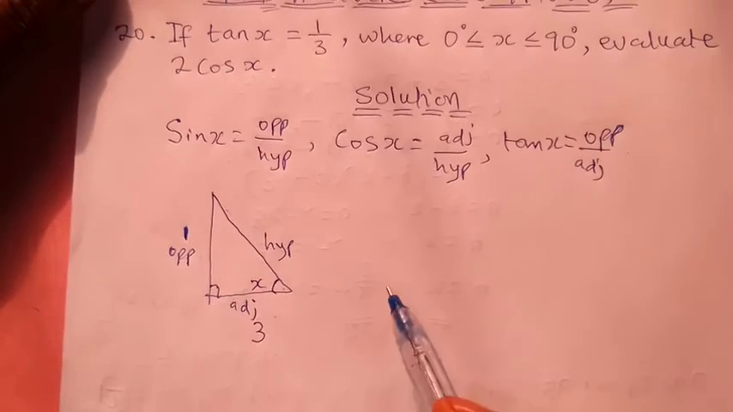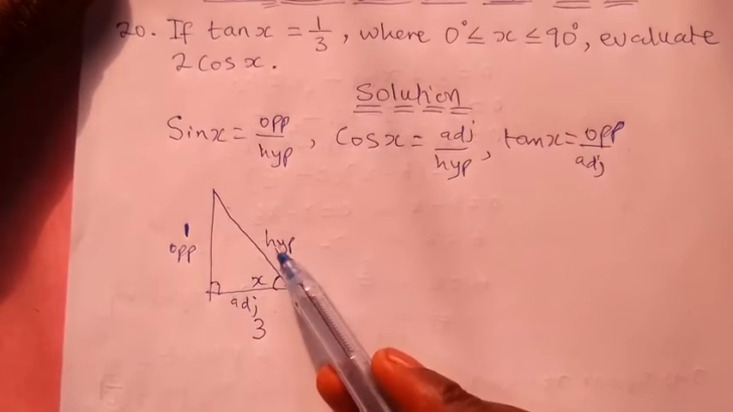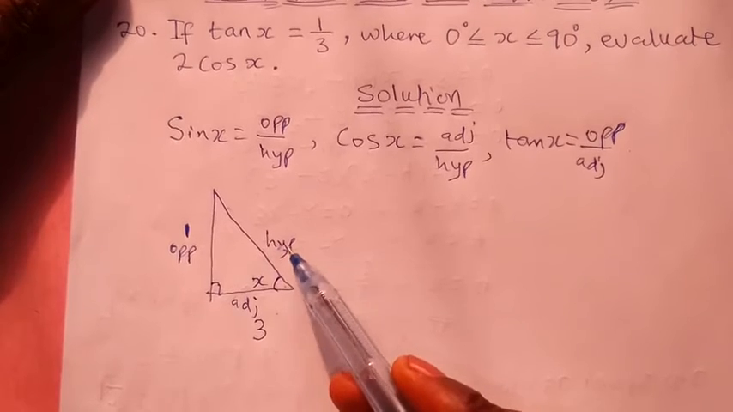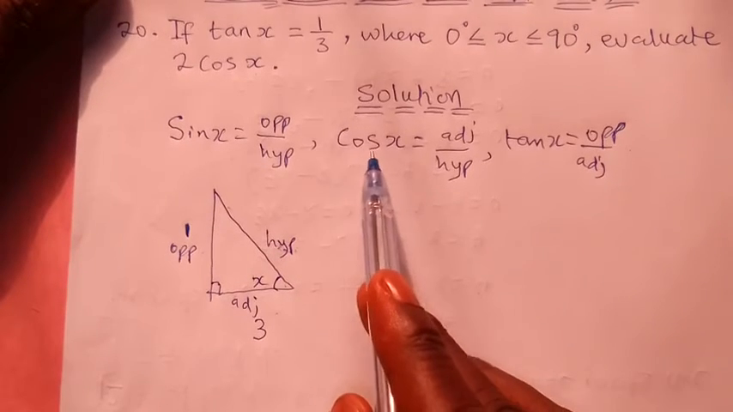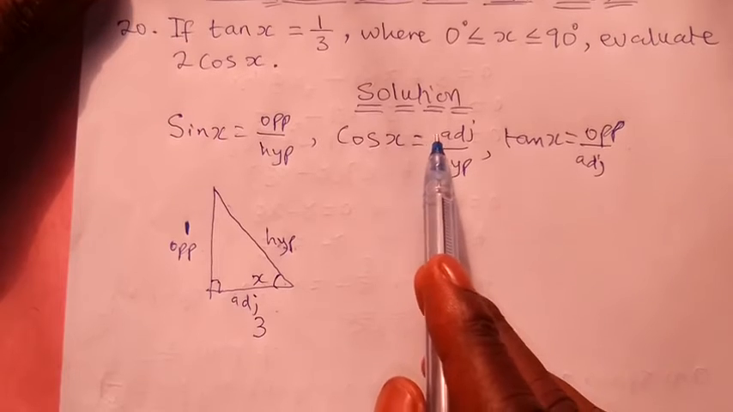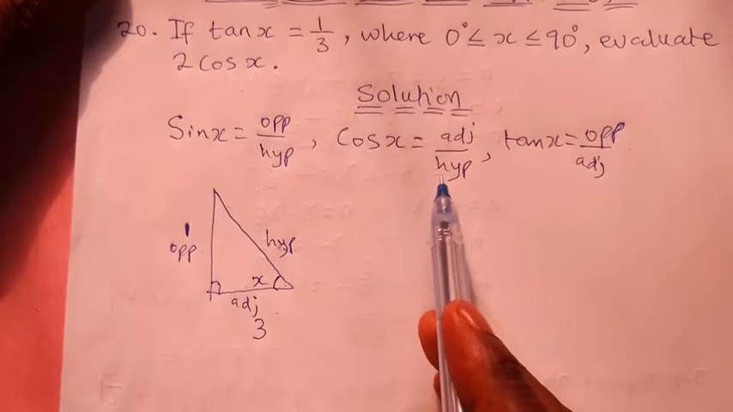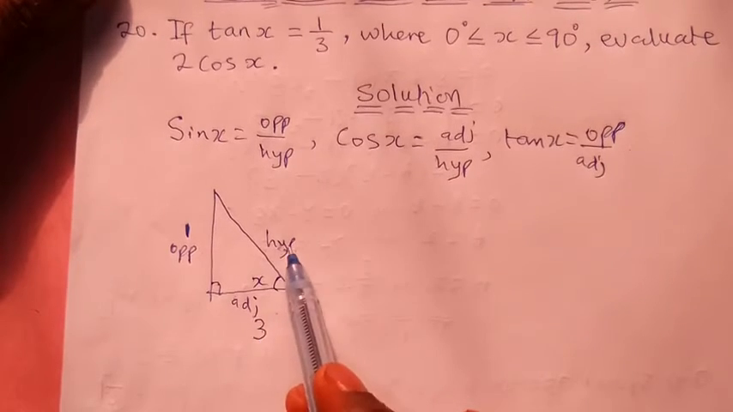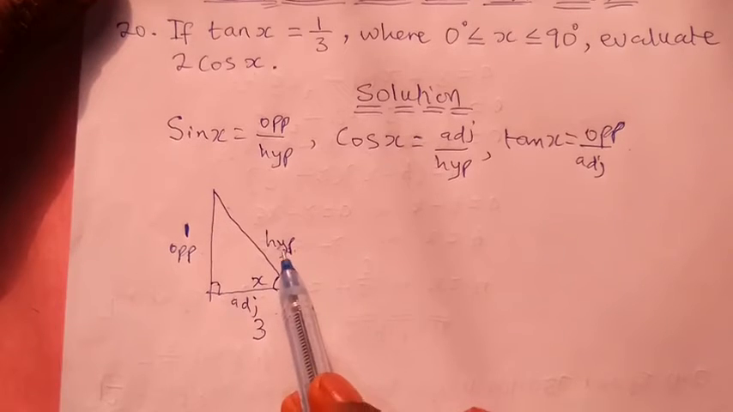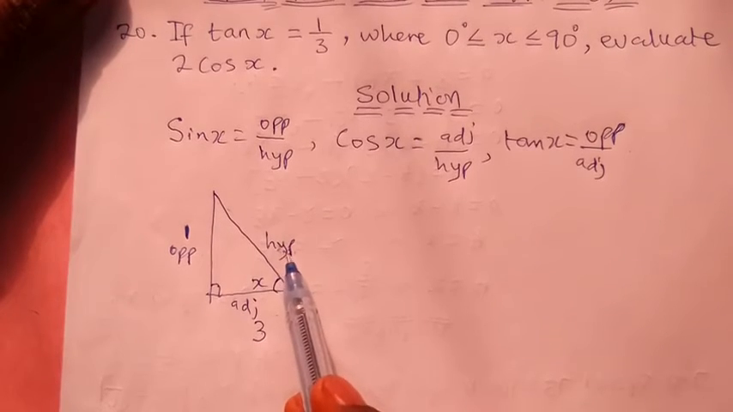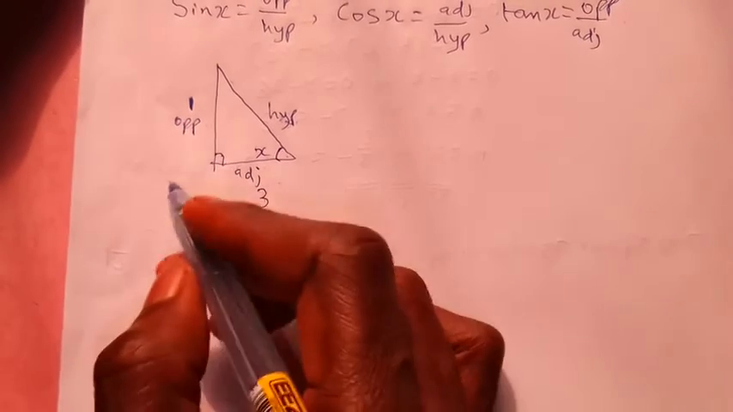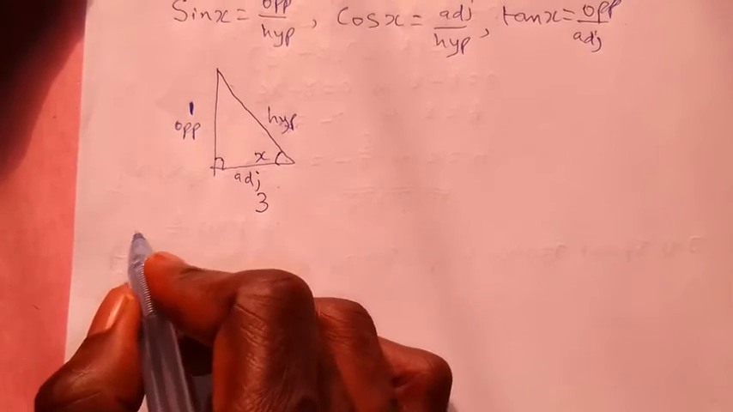We can use Pythagoras theorem therefore to get our hypotenuse. Why are we looking for the hypotenuse? Because our cos x we are looking for, we need the adjacent and the hypotenuse. So we know the adjacent as 3, but we do not know the hypotenuse, which is why we need to look for it. So how do we get this hypotenuse? We apply our Pythagoras theorem in this case.